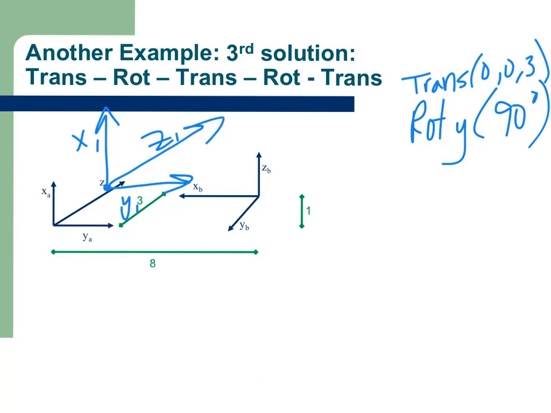Y2 will still be pointing in the same direction as Y1 was. So there's Y2. But Z2 is going to be pointing up, and X2 is now going to be pointing out of the screen towards me.